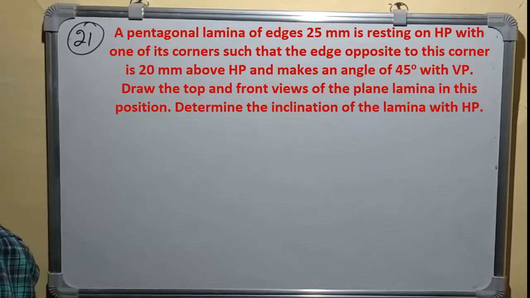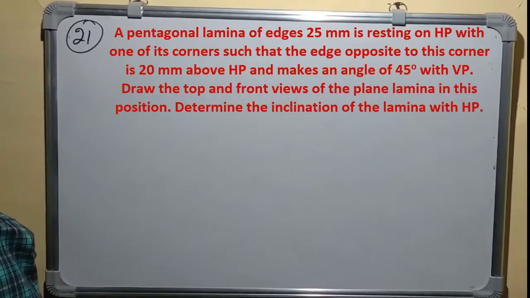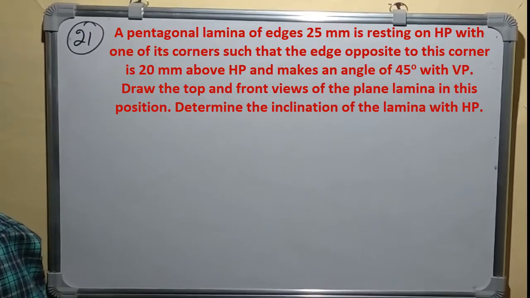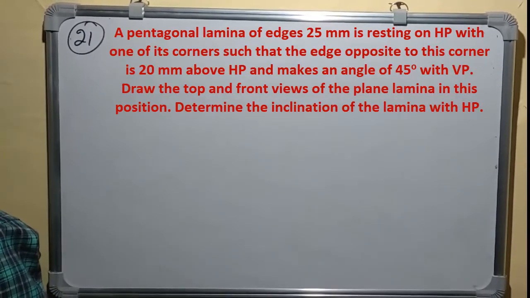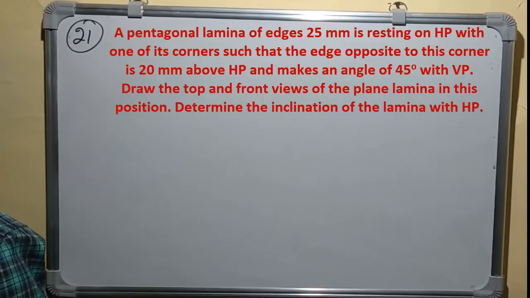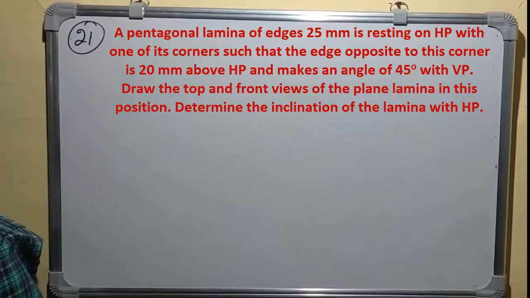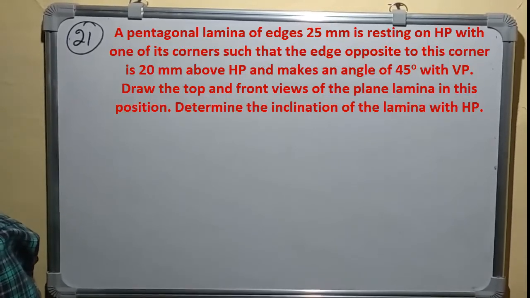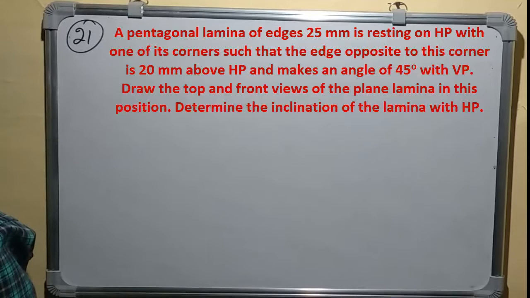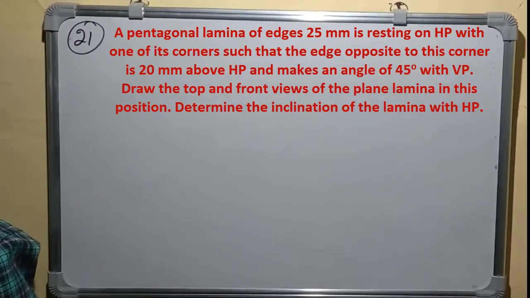The question is given like this: a pentagonal lamina of edges 25 mm is resting on HP with one of its corners such that the edge opposite to this corner is 25 mm above HP and makes an angle of 45 degrees with VP. Draw the top and front view of the plane lamina in this position. Determine the inclination of the lamina with HP.